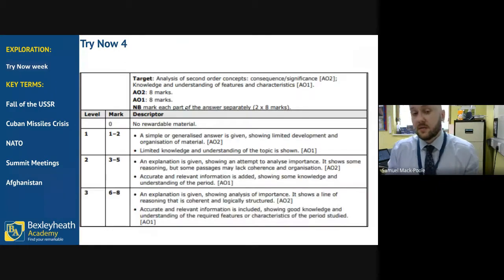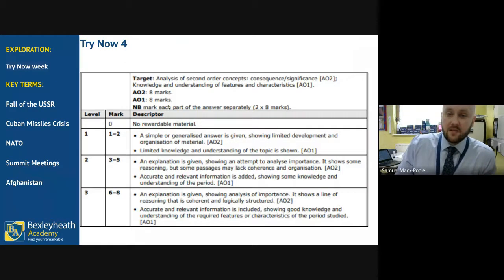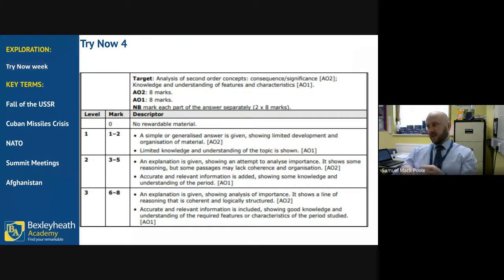Just before we go on to this, try now 4. In order to get 6 to 8 marks, you need to give an explanation showing the analysis of the importance. So it's not just a brain dump. It shows a line of reasoning that is coherent and logically structured. Again, you should be using your connectives: firstly, secondly, thirdly, consequently, subsequently, as a consequence, as a result. You need to link your ideas together in these ways. It's very important to use a range of connectives for that reason.